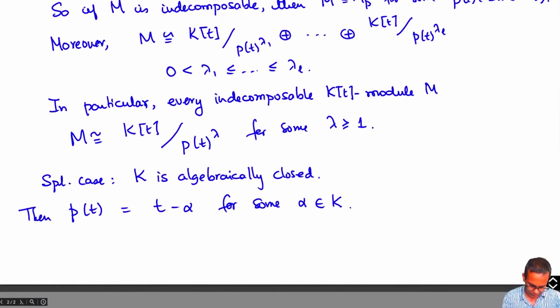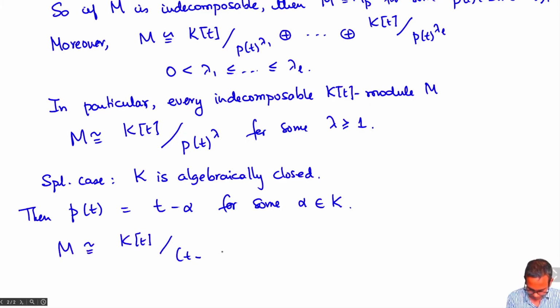And so likewise here, every irreducible polynomial is linear, and by scaling it, we can make it monic, and hence of the form t minus alpha for some alpha in K. And in that case, M is isomorphic to K[t] mod (t minus alpha) to the power lambda.